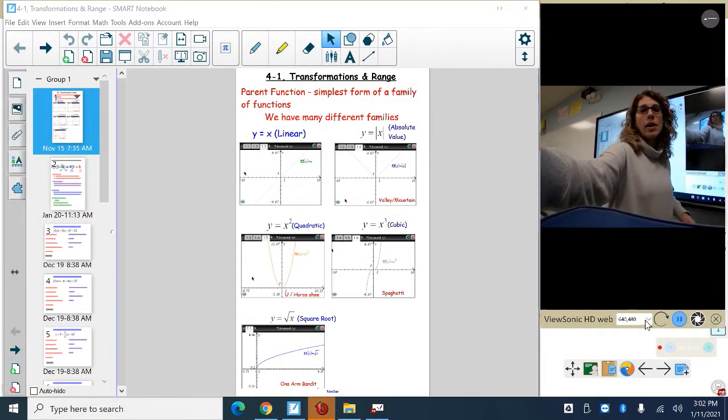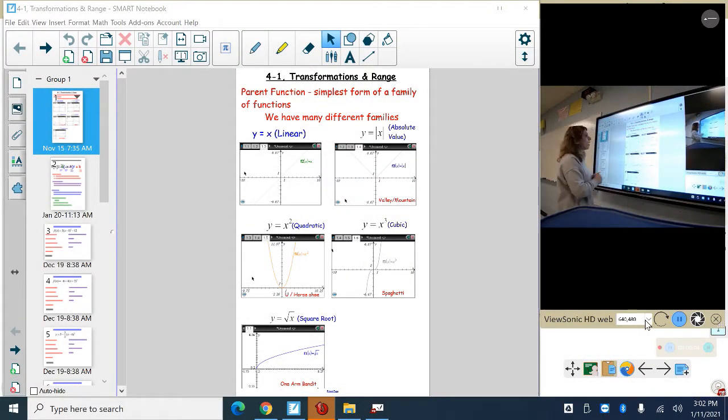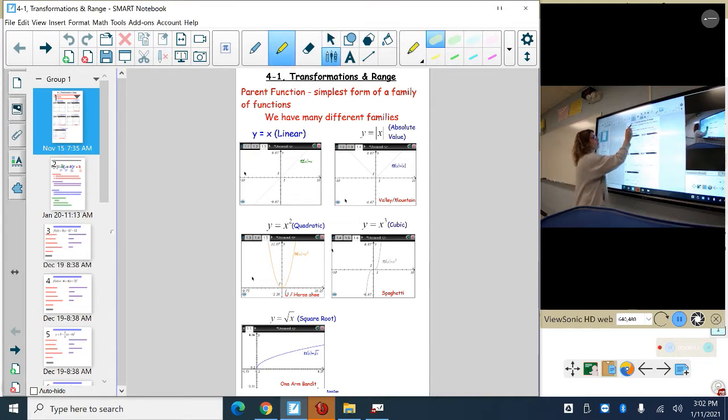Okay, today we're going to be talking about section 4.1, and we're going to be talking about parent functions and how they all work and what they all look like. So the very first thing we're going to talk about is what a parent function is. A parent function is the simplest form of a family of functions, and it's basically I give you many different types of functions, and you automatically need to come to mind what those functions look like graphically.